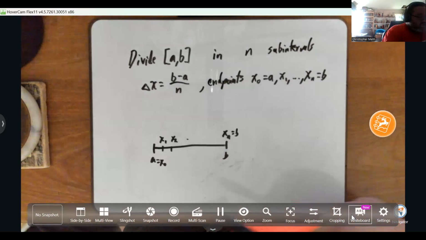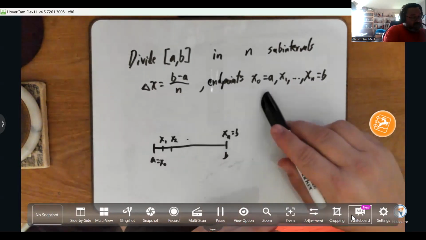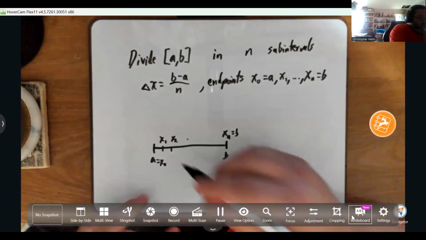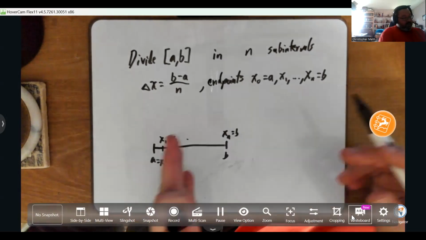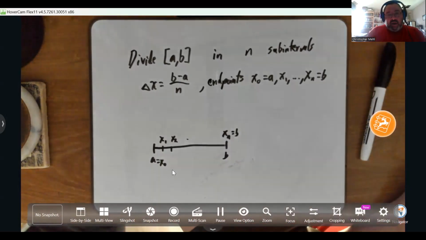Each one has width delta x, which is b minus a over n, and the endpoints are at a and b, and we've made a grid of these n subintervals. So we've chopped up our interval AB into n pieces.